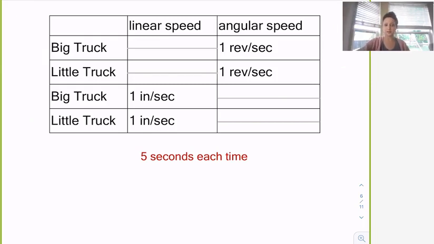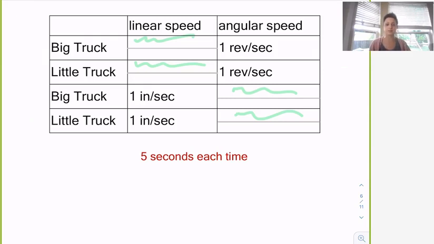So I'm going to force a pause on your screen. Go ahead and copy my chart, and we're going to look at these trucks. We are going to be looking at 4 videos, and what I would like for you to do is just fill in the top parts here, and then we'll fill in the bottom parts together. The first 2, we're going to keep the angular speed constant, okay? So then we're going to see which one has the faster linear speed.